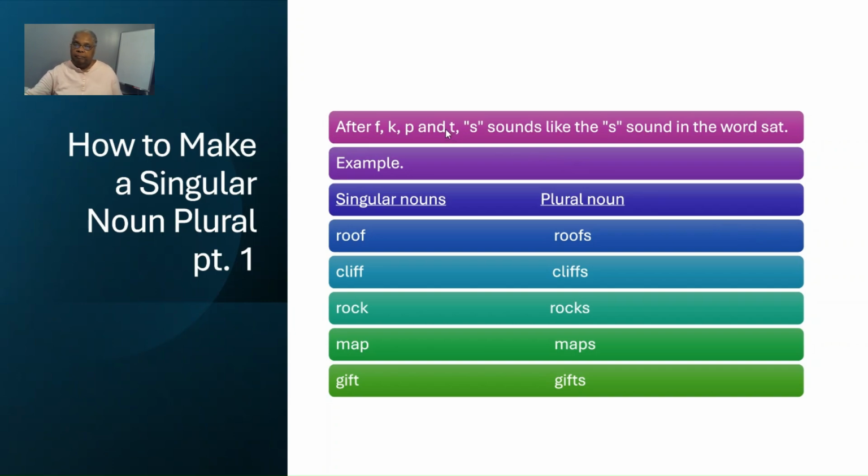For example, the singular noun roof becomes roofs. The singular noun cliff becomes cliffs. The singular noun rock becomes rocks. The singular noun map becomes maps. The singular noun gift becomes gifts.